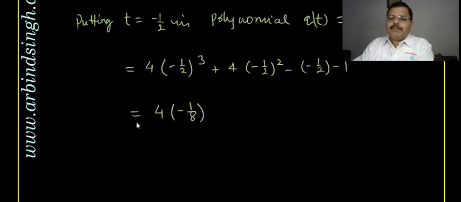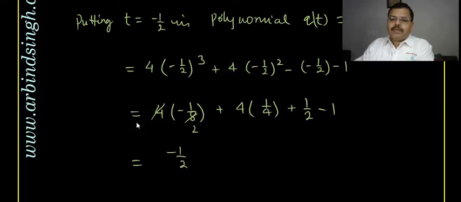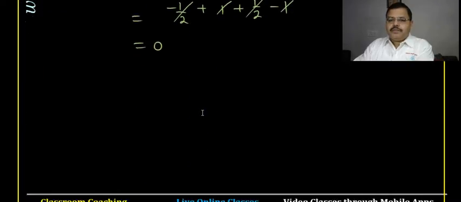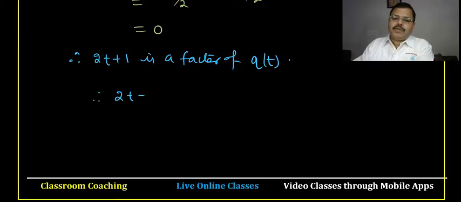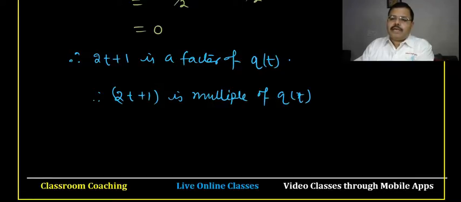So that will be coming like 4 into minus 1 by 8 plus 4 into 1 by 4 plus 1 by 2 minus 1. That will be minus 1 by 2, 4 and 4 cancel, that is 1, plus 1 by 2 minus 1. Minus 1 plus 1 cancel, and plus half minus half cancel, and therefore 0. So since it is 0, we can say 2t plus 1 is a factor of q(t), and hence q(t), that is 4t cube plus 4t square minus t minus 1, is a multiple of 2t plus 1. So this is the proof of all this.